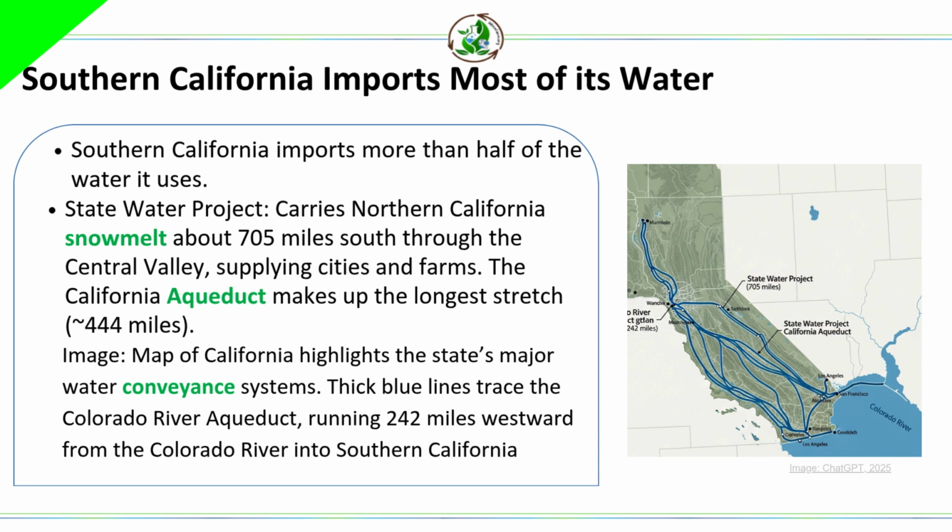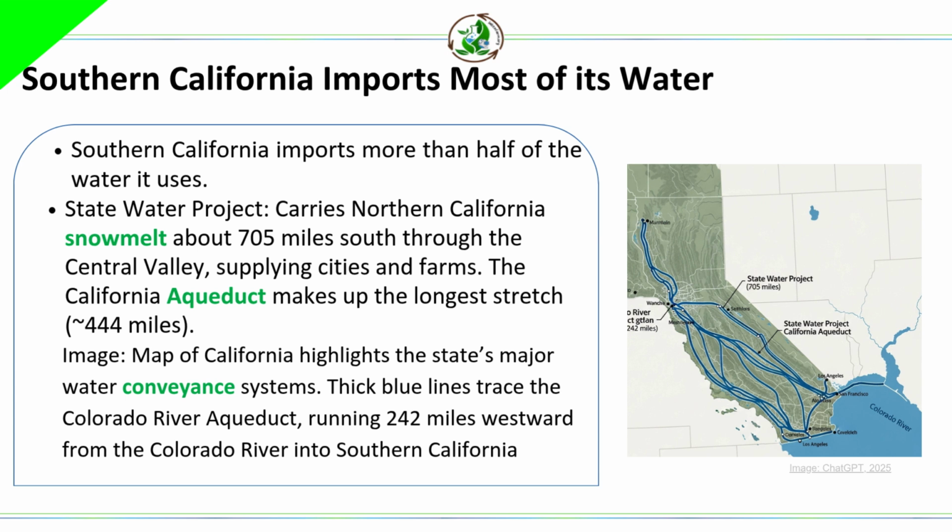Did you know that Southern California imports more than half of the water it uses? That means most of the water we drink and use in our cities comes from far away. One big system is the State Water Project. It carries snowmelt from Northern California all the way south, about 705 miles, through the Central Valley to supply cities and farms. The California Aqueduct is the longest part of that route, stretching around 444 miles. Another major system is the Colorado River Aqueduct. It runs 242 miles west from the Colorado River into Southern California. On this map, you can see these major water routes highlighted in blue.